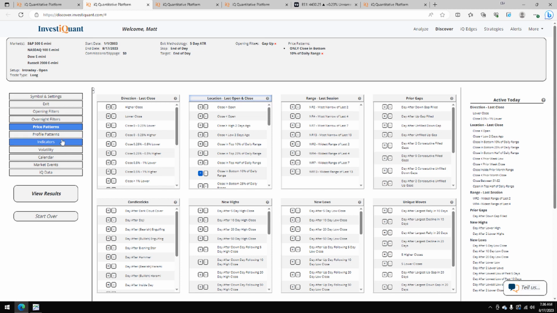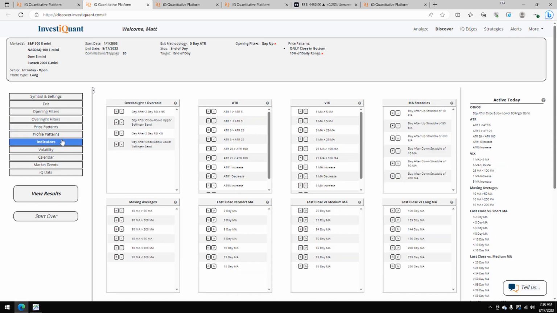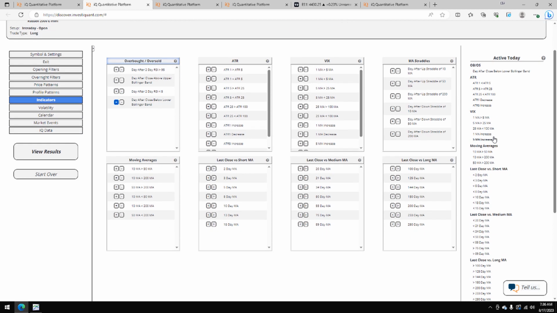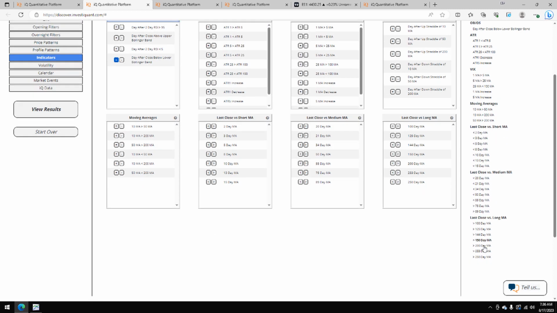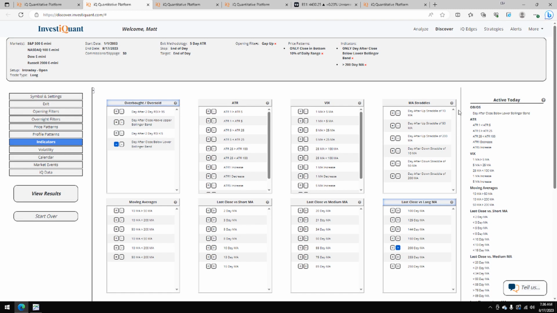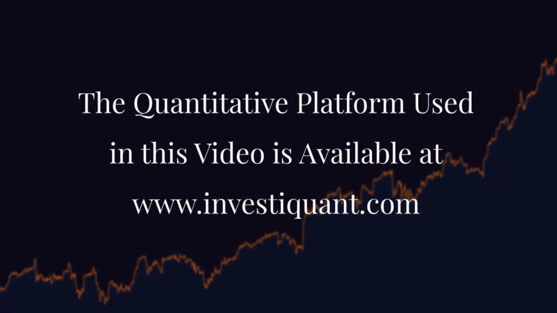The next thing I'm going to add is from the indicators library. I'm going to grab two indicators here. The first one is going to be the day after a close below the lower Bollinger Band. And then the second one I'm going to grab is the longer term moving average above a 200-day simple moving average. So I'm going to grab those two. By definition, I think we'll be below a 10 on all of these where you're closing below a Bollinger Band, so I'm not going to add that. And then I'm going to click view results.